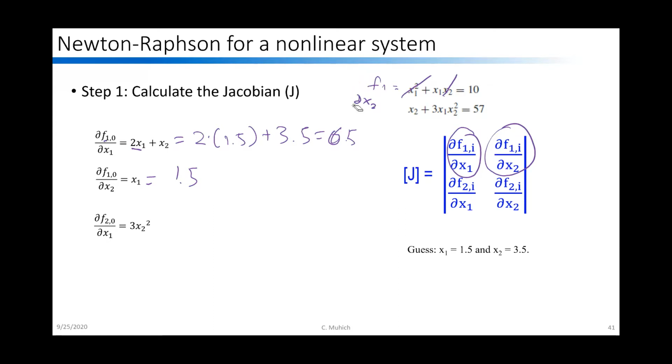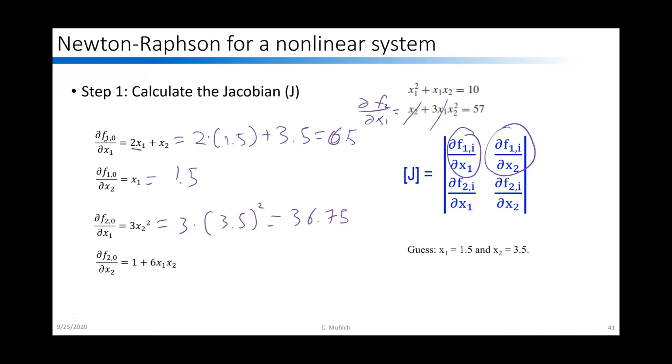We now need to take the derivative of f2. So we now need f2 first with respect to x1. Well, there's no x1 term in the first term, and I can now drop it from the second term, leaving my partial derivative with respect to x2 as 3x2 squared. I can go in, take that, put in my guesses, so 3.5 squared. This gives me an answer of 36.75.